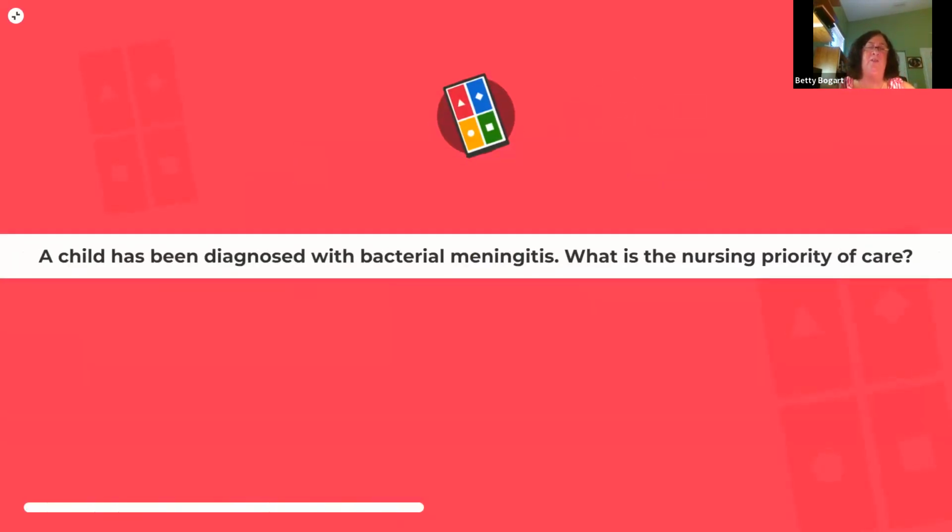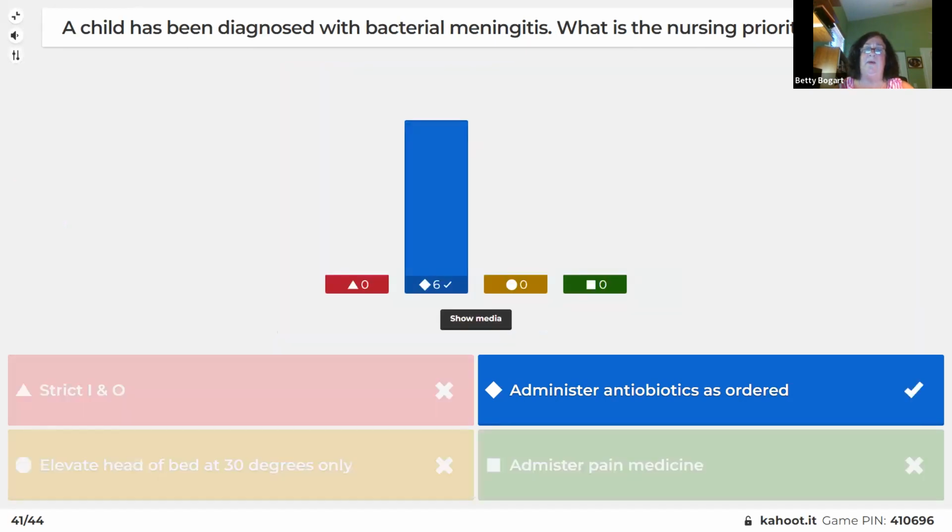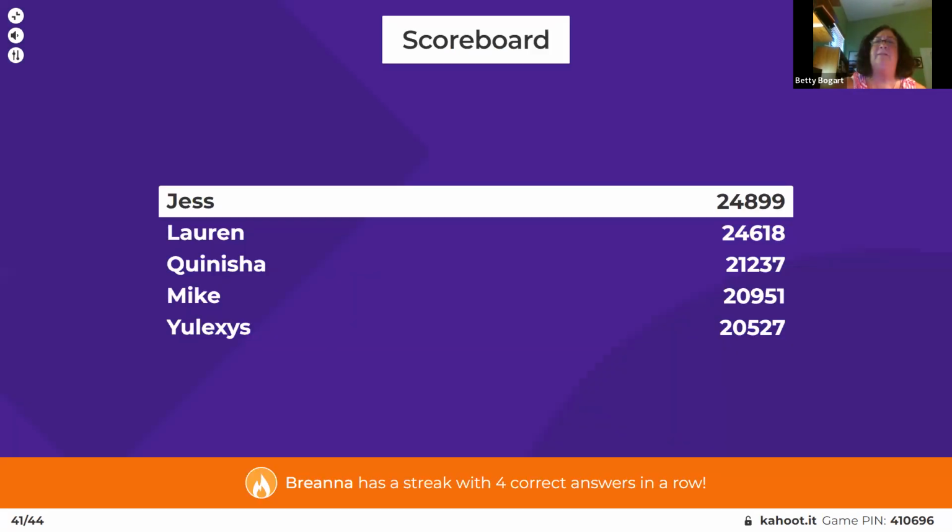A child's been diagnosed with bacterial meningitis. What is the nursing priority of care? What do you want to make sure that you're doing for this child? Bacterial meningitis. A lot of these things here are good. Priority. And it's antibiotics for sure. Yes, and take an output because it's a swelling of the brain due to infection. Elevate the head, yes. Pain medicine can help with the pain, of course, they have headaches. Good job.